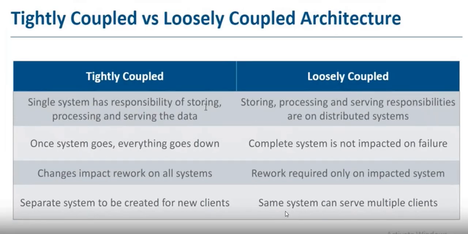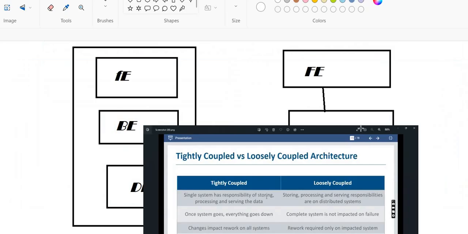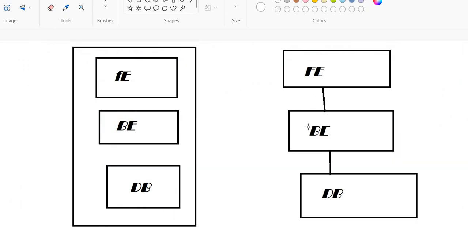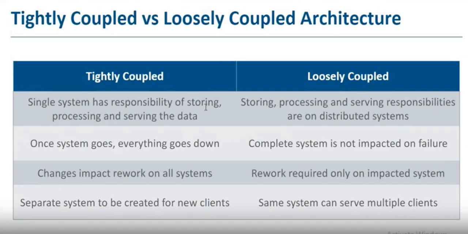While coming to the loosely coupled architecture, rework requires only the impacted system. It means if you are making changes in the backend, then there is no need of changing the front end and database. They are not dependent on each other. Yes or no? Which is really a good thing.